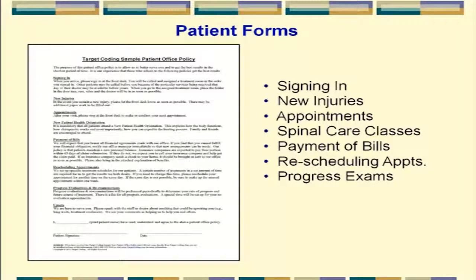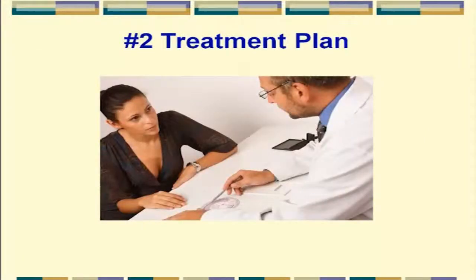Tell patients they're going to get reevaluated every 6 to 12 visits, maybe sooner. I don't know. That's up to you and your practice. And tell them there's going to be a charge in advance so they can't get upset. So there's a sample policy. Let's go to step 2, which is creating a treatment plan.